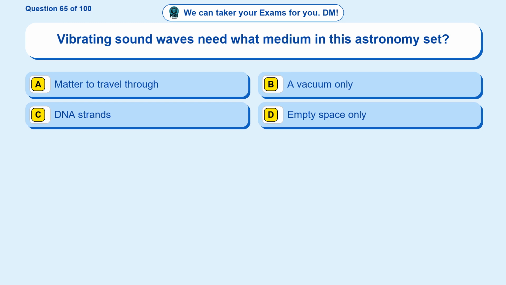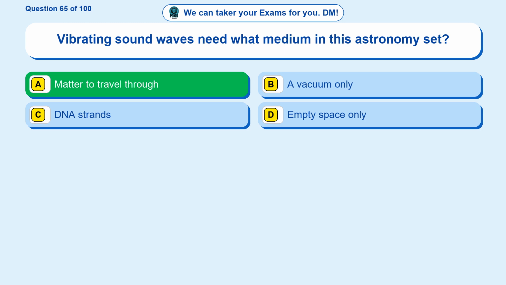Question 65. Vibrating sound waves need what medium in this astronomy set? Option A, matter to travel through. Option B. A vacuum only. Option C, DNA strands. Option D, empty space only. The correct answer is option A.